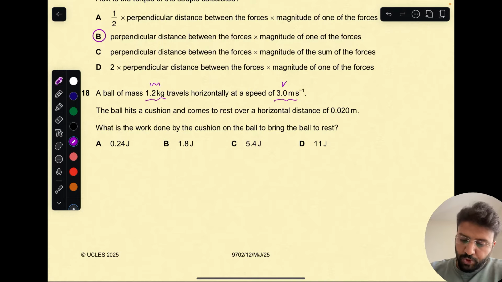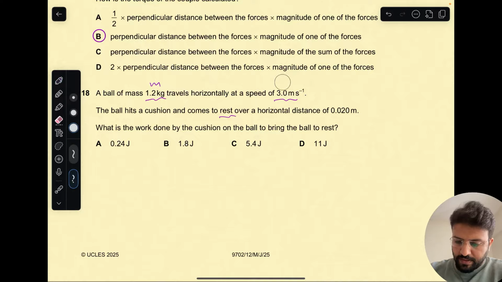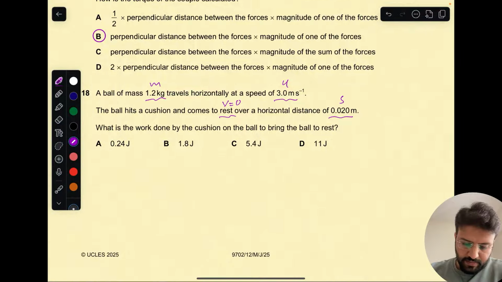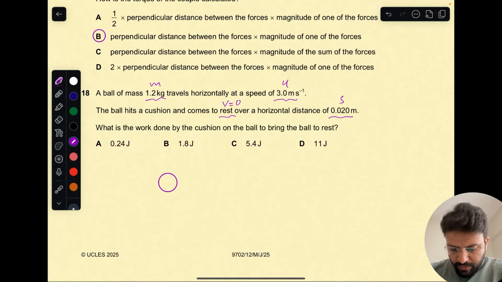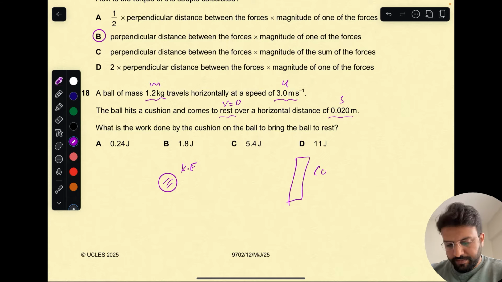In question 18, a ball of mass is given travelling horizontally at a speed of this. The ball hits a cushion and comes to rest. So you have the initial velocity, you have the final velocity at a distance of this. What is the work done by the cushion on the ball to bring the ball to rest? So when the ball is moving, it has kinetic energy and it's going to strike the cushion. So the work done to stop this thing should be equal to its kinetic energy.